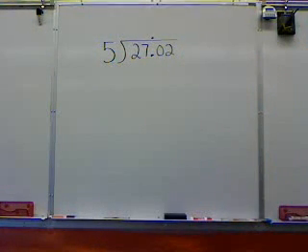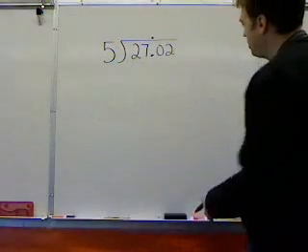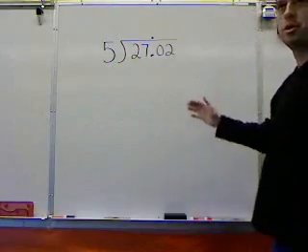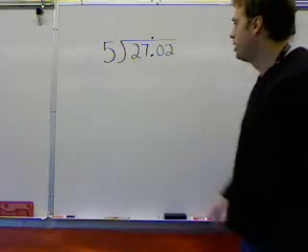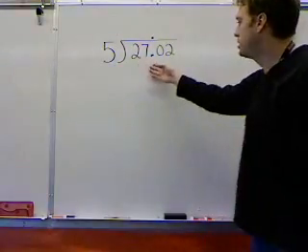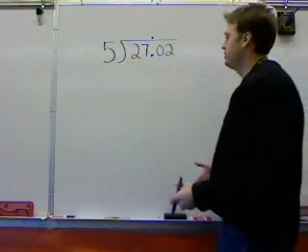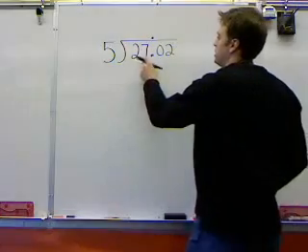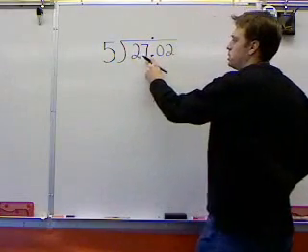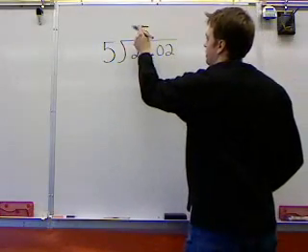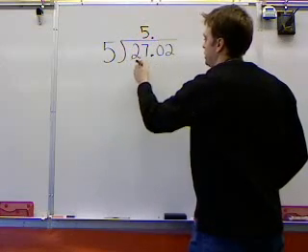Sometimes we have to use our understanding of math in order to come to a conclusion when we're solving an equation like this one right here. We've got 5 going into 27.02. So what we do is we just go through our basic division principles. Obviously 5 doesn't go into 2, it goes into 27 5 times. 5 times 5 is 25.